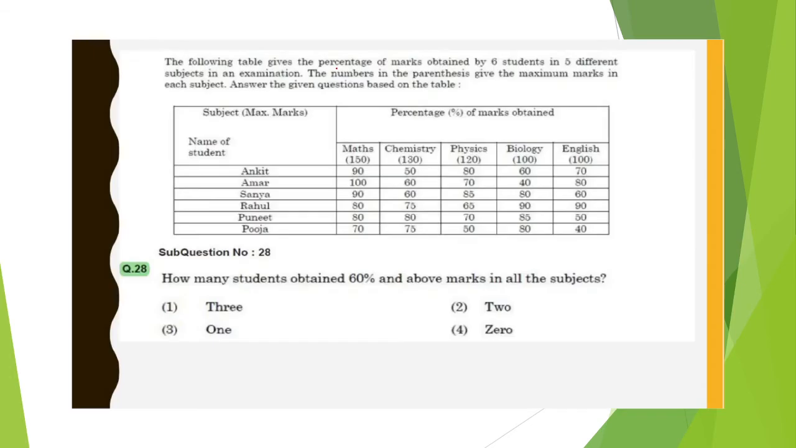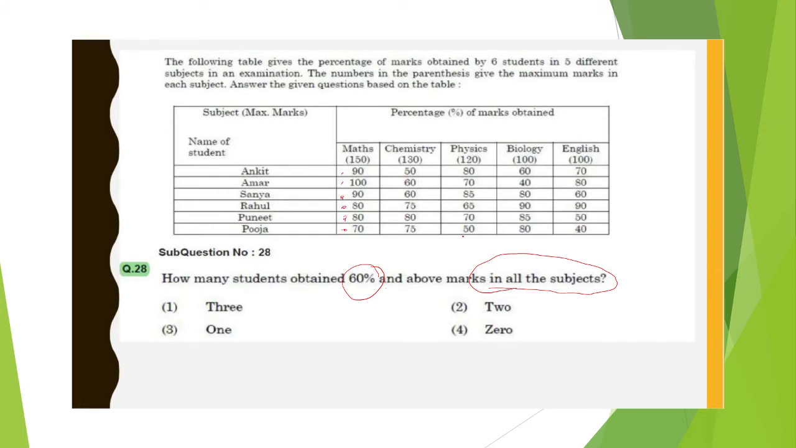Then we'll go for the next question. How many students obtained 60 percentage and above marks in all the subjects? Okay, how many? Here this question is saying about percentages. In all the subjects means we have to do the average of percentage of marks.